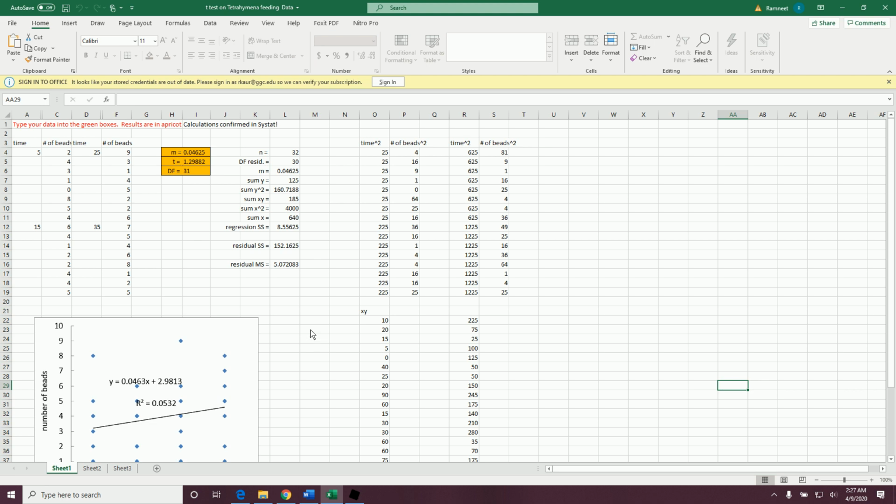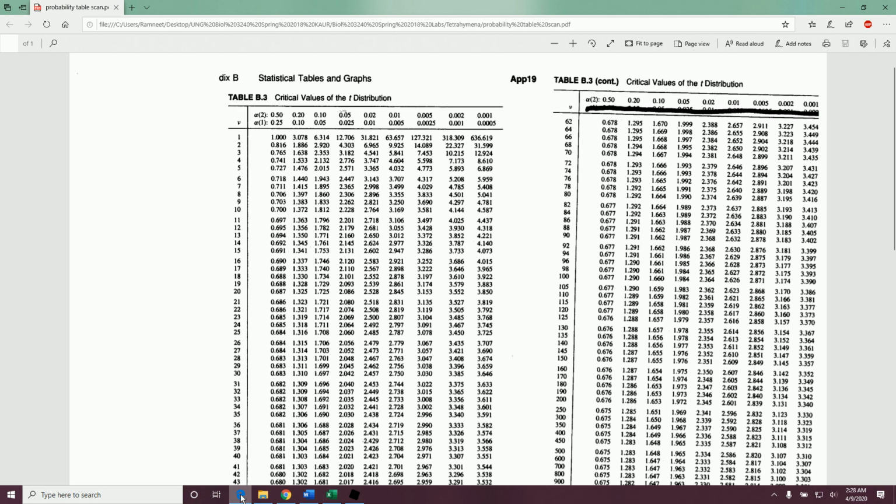Now using these values, we have to figure out if the Tetrahymena's feeding rate is increasing with time or not. So how to do that? You have to look at your T value and compare it with another value, from the table I have already given you. From this table, you are going to figure out the critical value for your experiment.